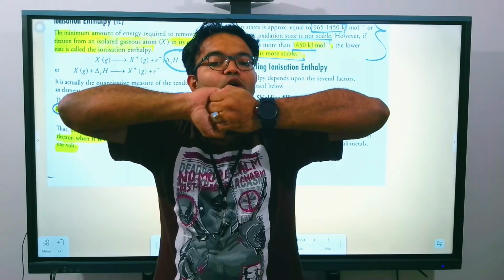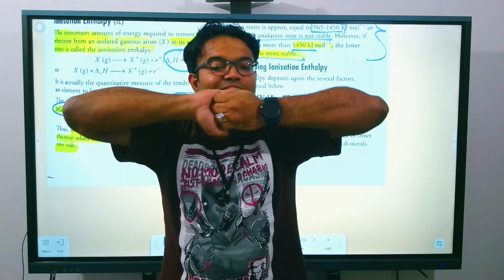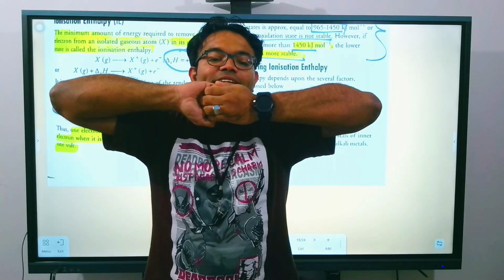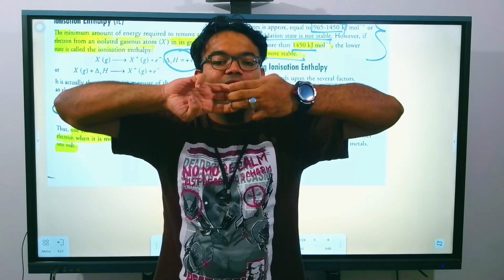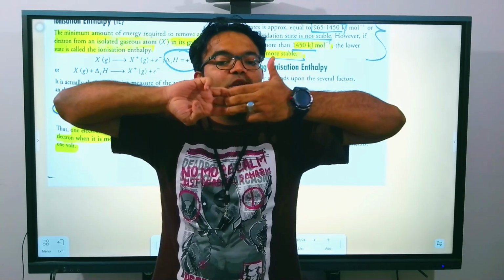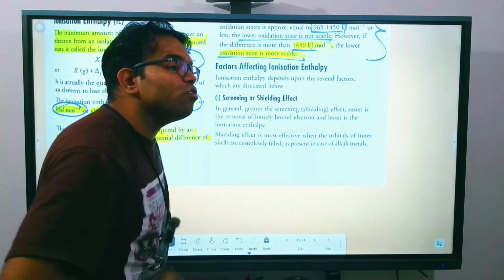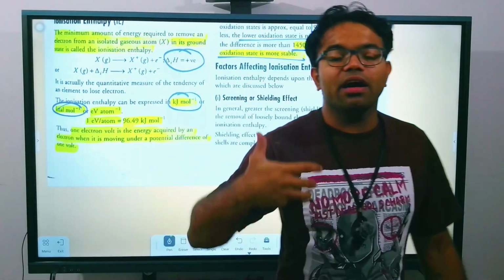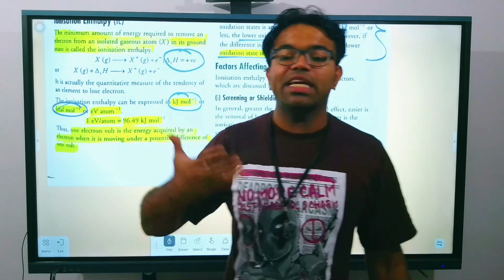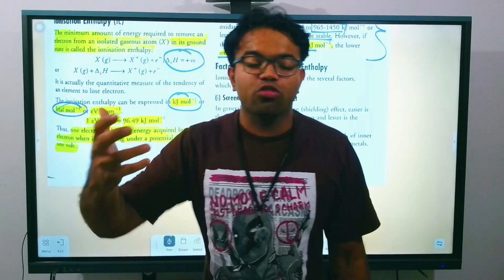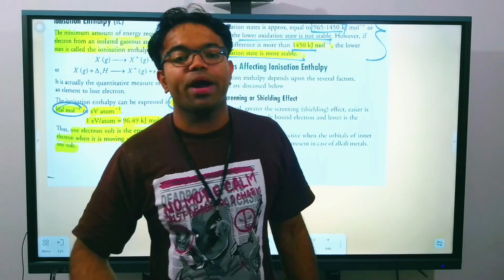The nucleus wants to hold on tight to the outermost electrons, but the inner electrons are repelling these outer electrons, and they are trying to basically weaken the bond between the nucleus and the valence electron. So the more shielding effect you have, the easier it will be to remove the electrons. The more shielding effect you have, the less energy will be required to remove the electron.